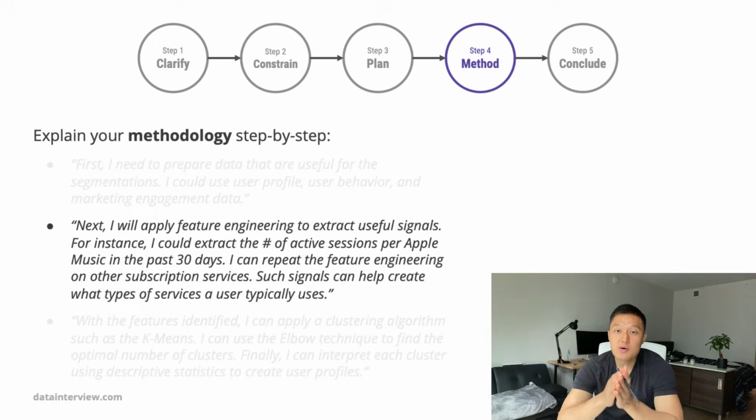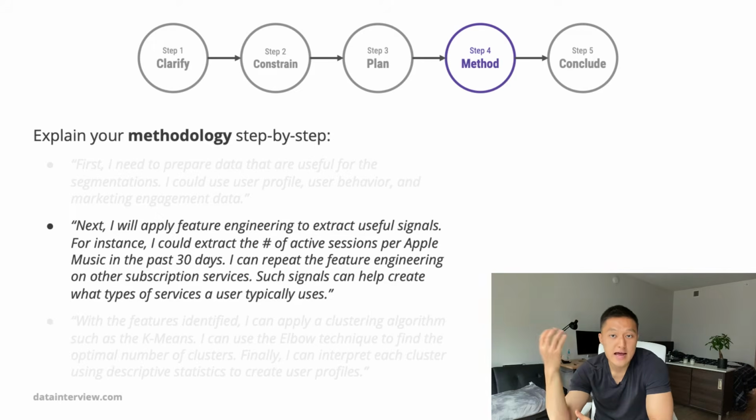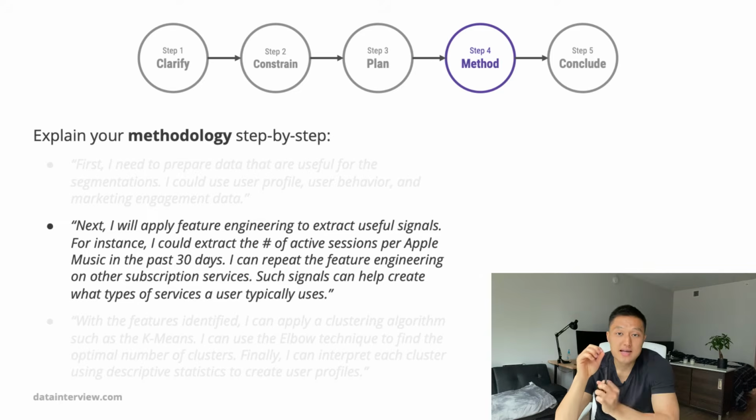So notice how here in this response, it talks about basically some strategy in terms of how you would convert this raw data into actual signals that can be consumable in an actual clustering algorithm. And there's an actual example in terms of what that signal could be. And in this case, it's going to be the number of active sessions. And so you're providing some specific illustrations in terms of what kind of signals are going to be helpful.